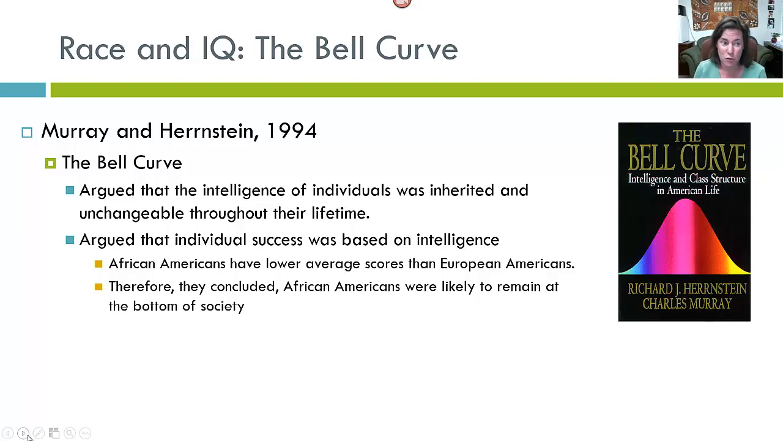In 1994, The Bell Curve was a book that was produced by Murray and Herrnstein. These two gentlemen argue that the intelligence of individuals was inherited and unchangeable throughout their lifetime. So you inherit your intelligence from your parents, and you can't change your inheritance. They argued that individual success was based on your intelligence. Some of the very controversial comments that they made were that African Americans have lower average scores than European Americans, and they concluded that African Americans were likely to remain at the bottom of society.